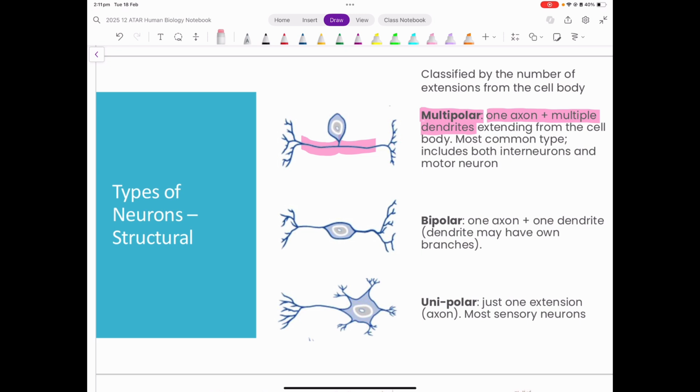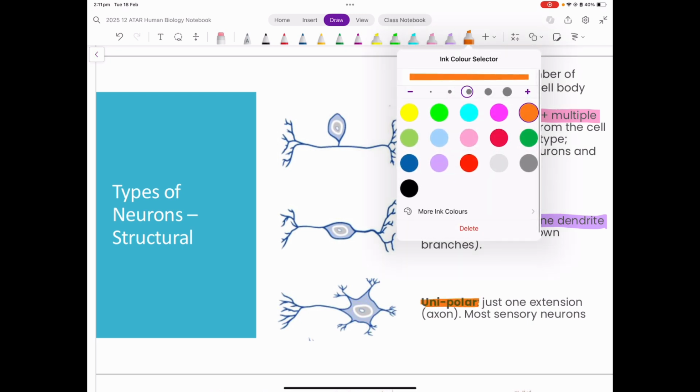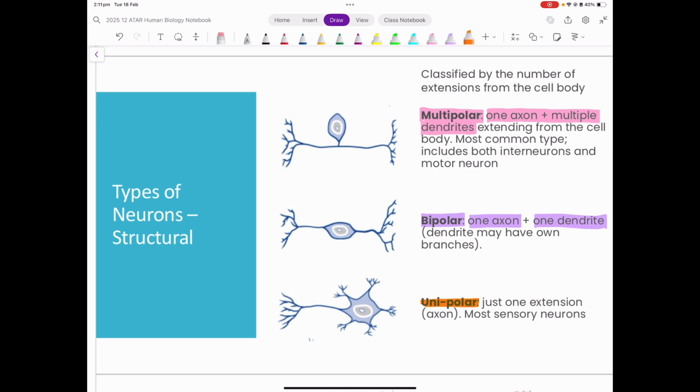When we look at bipolar neurons, the next type, they again have one axon, so similar to multipolar. However, they only have one dendrite. But these dendrites can have their own branches from there. Finally, we look at unipolar neurons. Unipolar neurons, let me just make my highlighter a little bit larger here, have just one extension. So they're the really basic ones that we were looking at the beginning of the lesson, where they've just got one axon, and again, they are mostly going to be the sensory neurons.